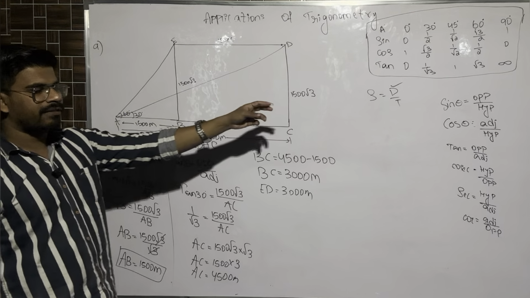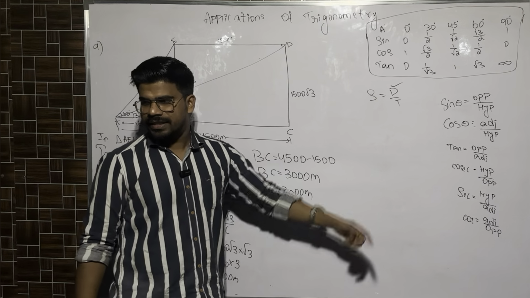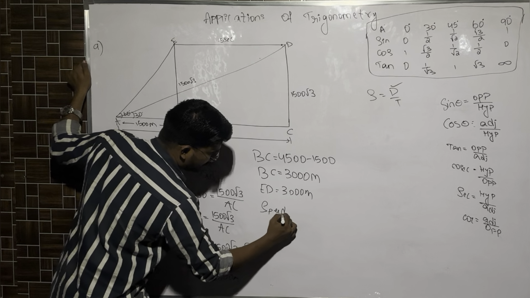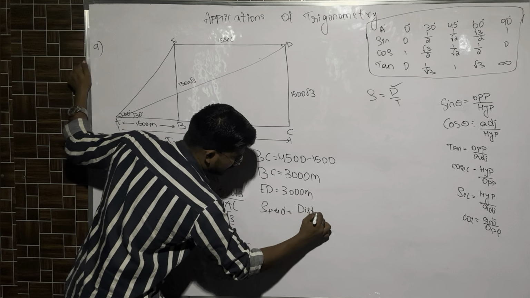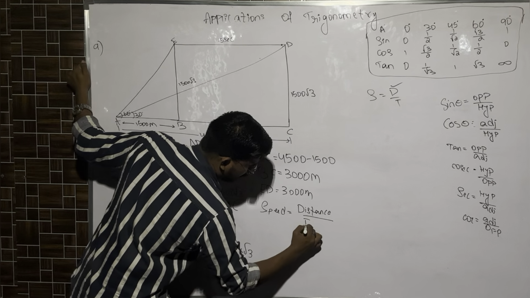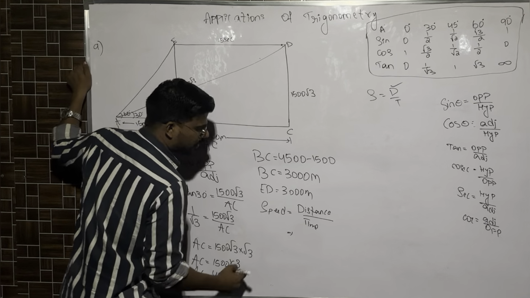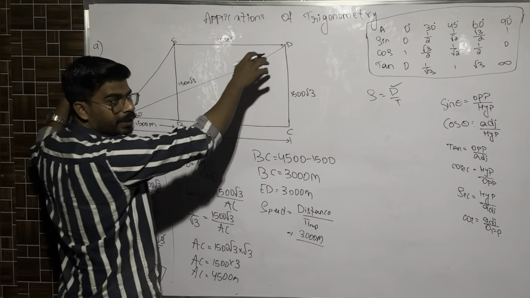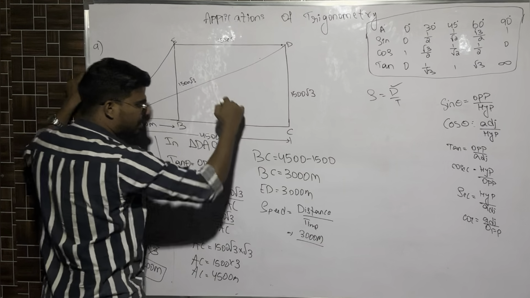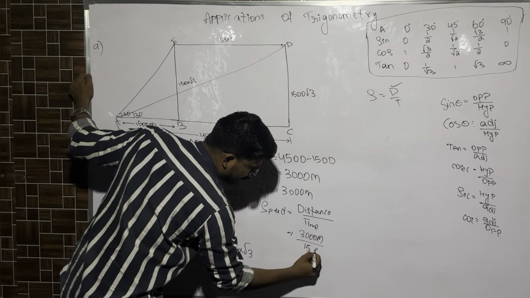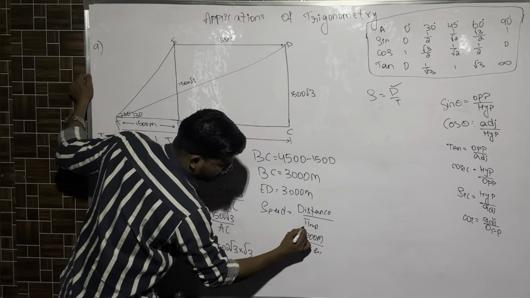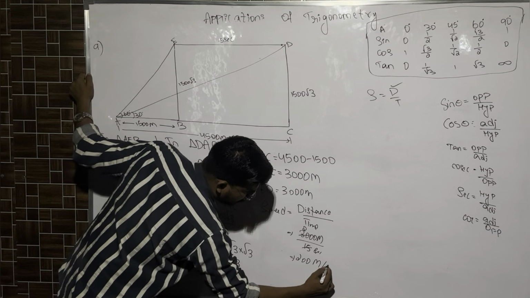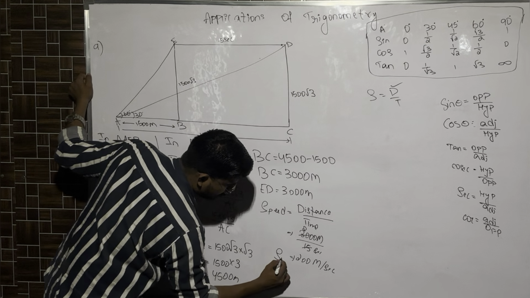Now in order to calculate the value of speed, speed is equal to distance by time. How much distance did it travel? 3000 meter. From the first point to the second point, the jet plane traveled 3000 meter. How much time did it take? 15 seconds. 15 ones, 15 twos are 30, 2 more zeros. So it is 200 meters per second. This is nothing but speed.